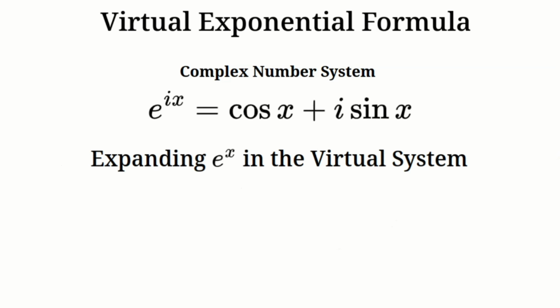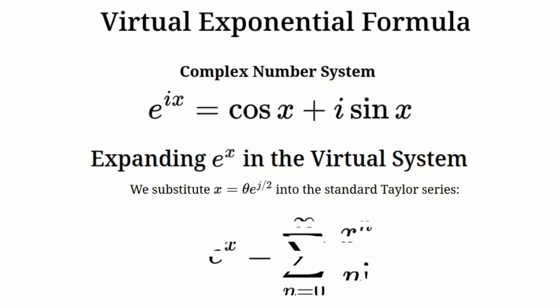Let's substitute x equals theta times e raised to the power of j over 2 into the standard Taylor series for exponentials. e raised to the power of x is equal to the sum from n equals 0 to infinity of x to the power of n divided by n factorial. Now, substituting x equals theta times e raised to the power of j over 2, we get e raised to the power of theta times e raised to the power of j over 2 is equal to the sum from n equals 0 to infinity of theta times e raised to the power of j over 2, all raised to the power of n, divided by n factorial.